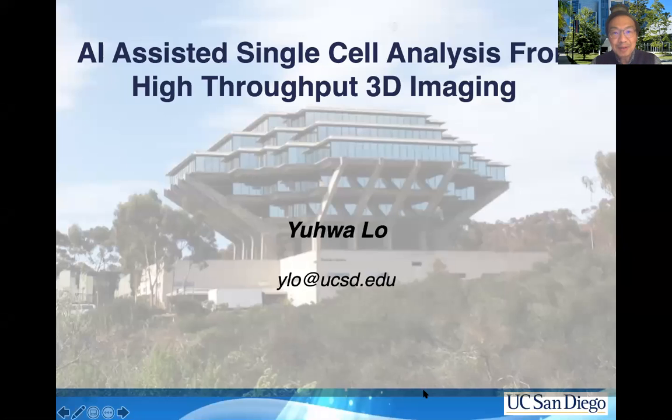What I would like to talk about today is artificial intelligence assisted single cell analysis for high throughput 3D imaging and its application for spatial biology.